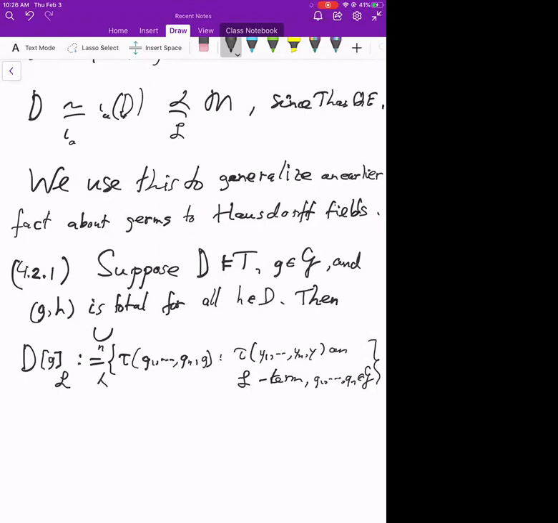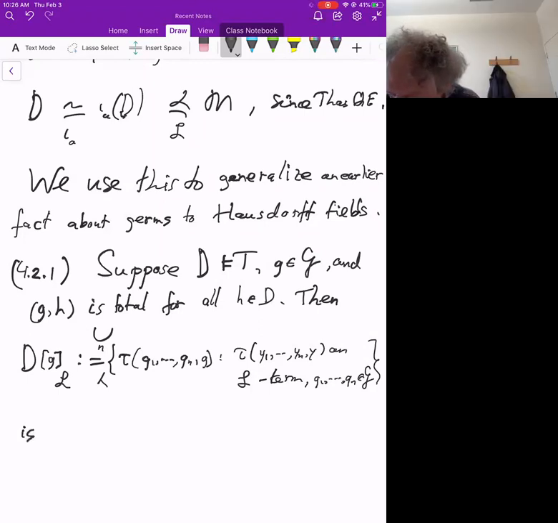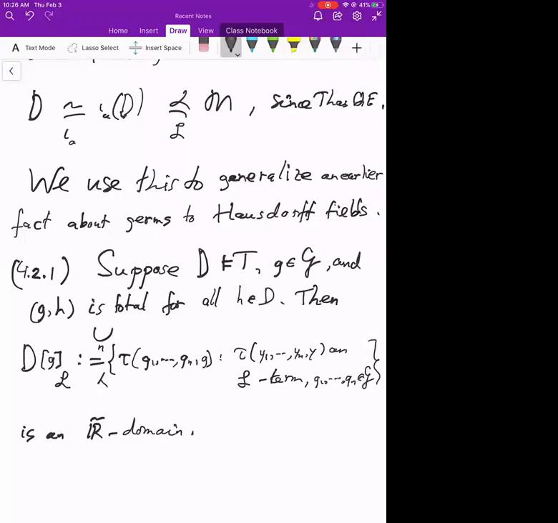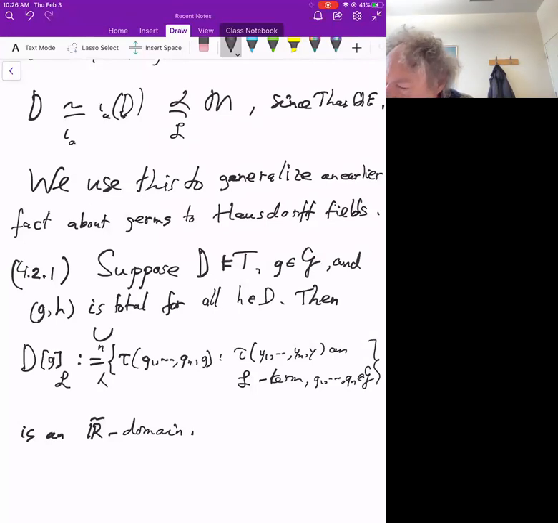Right. So then this is an R tilde domain again. Yeah, so g generates an R tilde domain over D. And you can think of it that way: you can think of this as the R tilde domain generated by little g over D. Now, g1, ..., gn are in D now, I think. Yeah, you're right. Yeah, of course. Thanks.